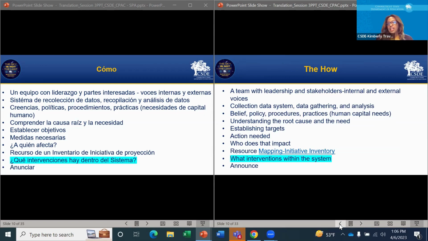And then, an announcement. I encourage everyone to share data and be very transparent with your school community and your families about what's happening in the school. Also share this information with your faculty and your school board so that everyone is on the same page and understands the sense of urgency around this need, but also they may be able to help with the impact. Next slide.